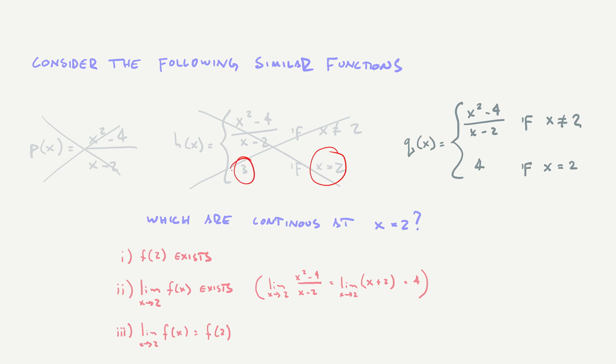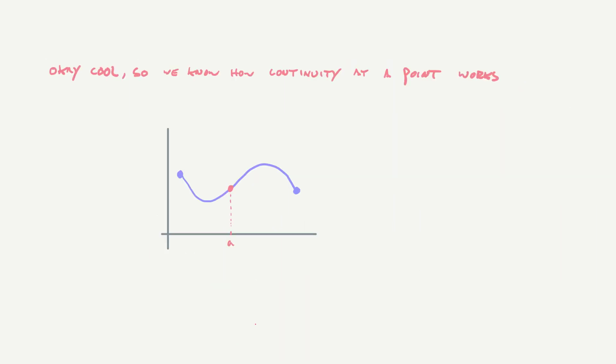But q of x is actually fine. Even though it's in part defined by this function that does not have 2 in its domain, we're defining q of x to not care what's happening at 2 for the part that's problematic. Instead, it's just discretely defined as 4 when x is equal to 2, and so this is true, meaning that q of x is the only function listed on this page that is continuous at the point 2. So cool, we get how continuity at a point works, almost.